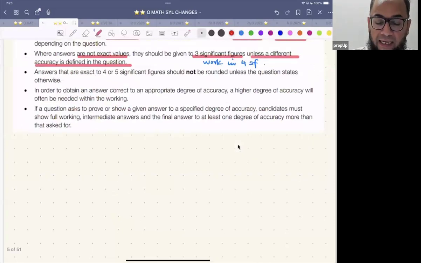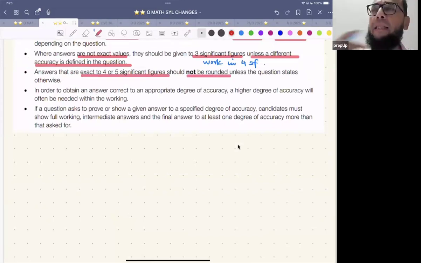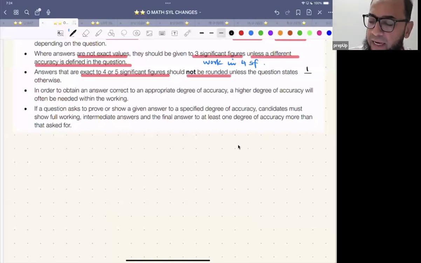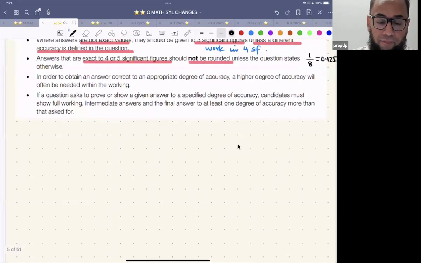Answers that are exact to 4 or 5 significant figures should not be rounded off unless the question states otherwise. That means if I divide 1 over 8, grab your calculator and divide 1 by 8, it comes out to be 0.125. Well, this is 3 significant figures, so this would work. But something given to 4 significant figures, if it's exact, just stop the working over there. It does not need to be rounded off.